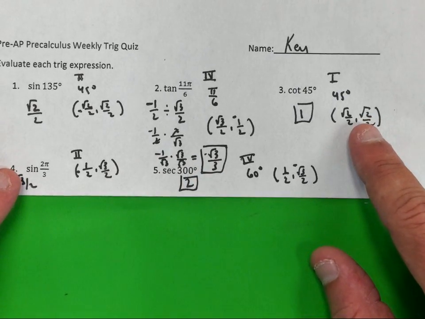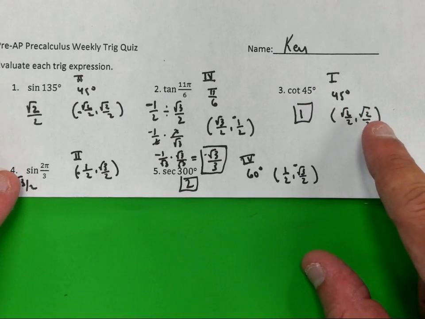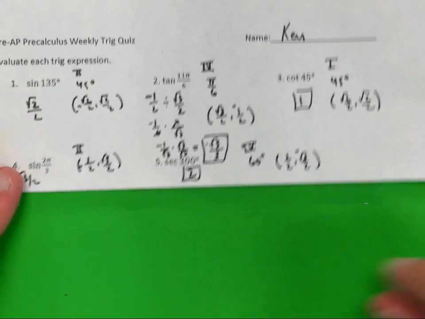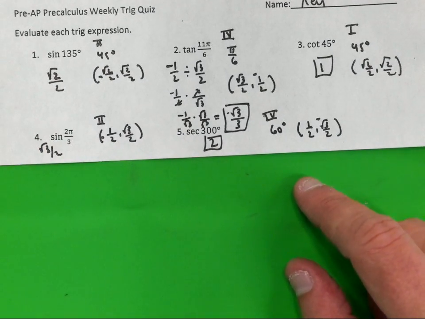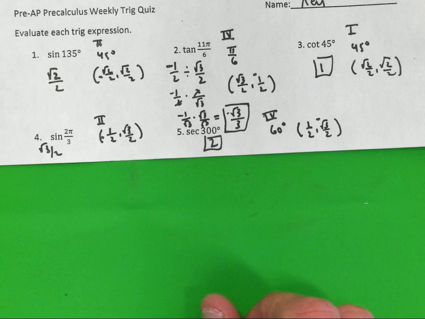Number 3, cotangent of 45. That is 1. It's in quad 1, 45. Tangent's y divided by x. Cotangent would be x divided by y. Number 4, sine of 2 pi over 3. That's quad 2. In quad 2, your x value is negative. You want the sine, that's the y value.